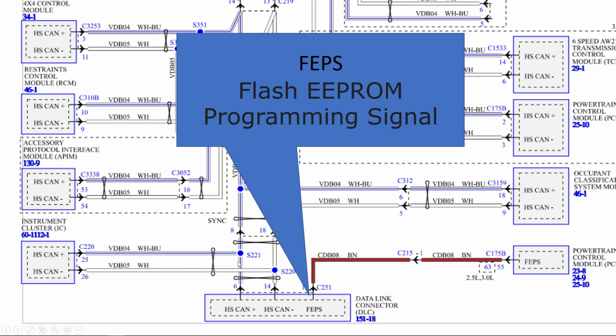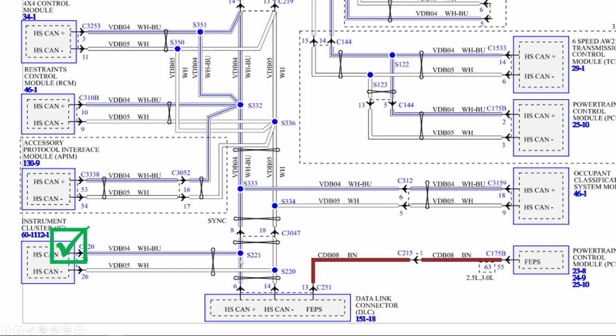But taking a look at this module, or this diagram, and what we can communicate with, we could communicate with the instrument cluster. Originally, we had communication here to the cluster. And we could also speak with our occupancy classification module, or occupant classification module. So that's good, but we couldn't talk to our APIM.